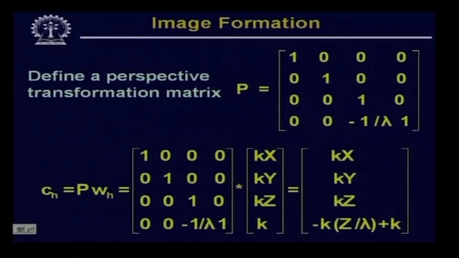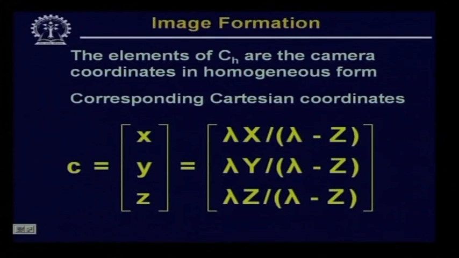And you will see that if I convert this homogeneous image point into the corresponding Cartesian coordinate, then this conversion gives us the Cartesian coordinates of the image point as x, y, z equal to lambda X divided by lambda minus Z, lambda Y divided by lambda minus Z, and lambda Z divided by lambda minus Z. So, just note that x, y, z in lowercase indicate the camera or image coordinate, whereas X, Y, Z in capital form represent the 3D coordinate of the world point W.